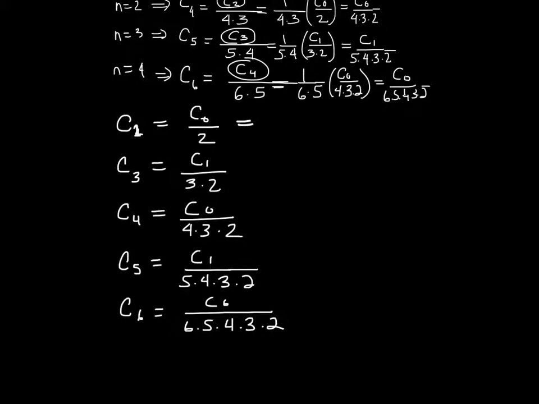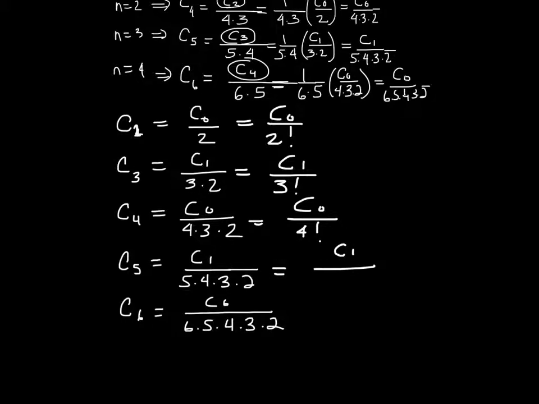This guy is really C0 over 2 factorial. This is C1 over 3 factorial, which is 6. C0 over 4 factorial, which is our 24. C1 over 5 factorial, which is 120. And then C6 is C0 over 6 factorial. Sometimes it's easier not to multiply it out if you're having trouble seeing the pattern. I think the book multiplies some of them out, but you don't have to.